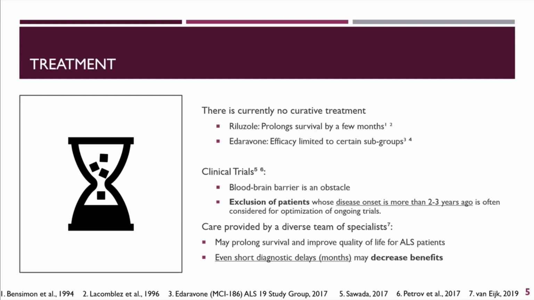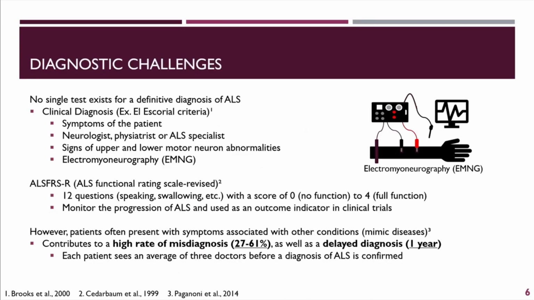The care provided by a diverse team of specialists is another solution at the moment besides pharmaceutical treatment. This care may prolong the survival and even improve the quality of life of ALS patients. However, when diagnosis is delayed, even by a couple months, this can significantly decrease the benefits that are associated with such teams. There's a lot of diagnostic challenges, which is why I'm hinting on diagnostic delay. There's no single test that exists for a definitive diagnosis of ALS. Clinicians often have to rely on clinical criteria and their observations to deduce if a case is indeed a true form of ALS.